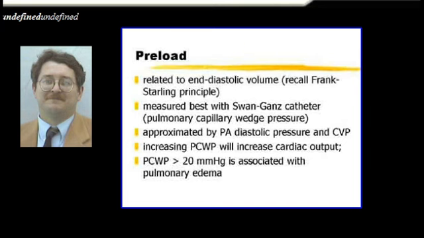Left ventricular filling pressure can be approximated by both the pulmonary artery diastolic pressure and the central venous pressure, but these are not as accurate as measuring wedge pressure directly. Wedge pressure over 20 millimeters of mercury is often associated with the development of pulmonary edema, and one should take caution not to administer fluid when the wedge pressure is this high.